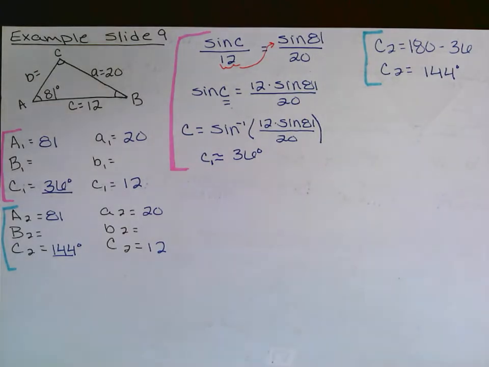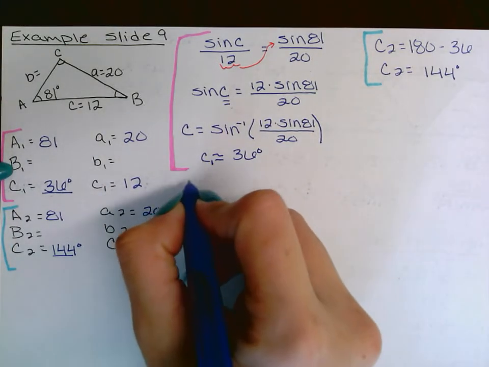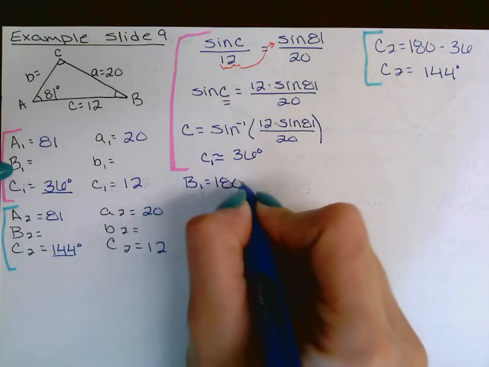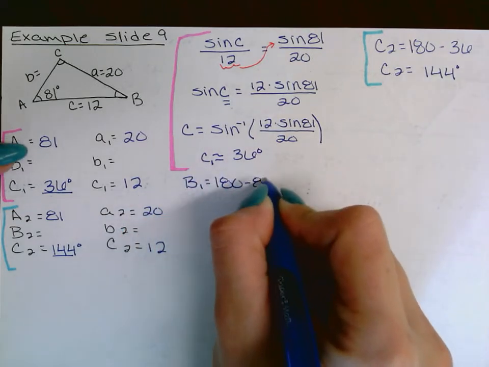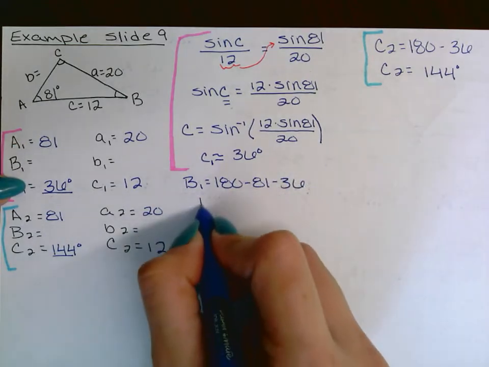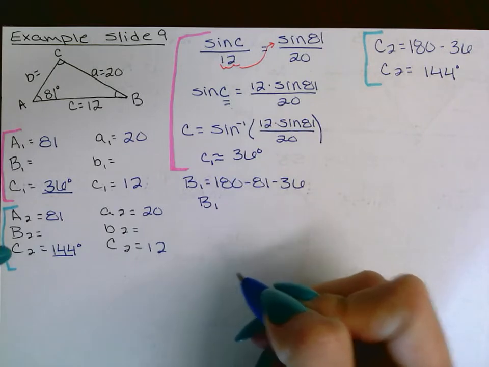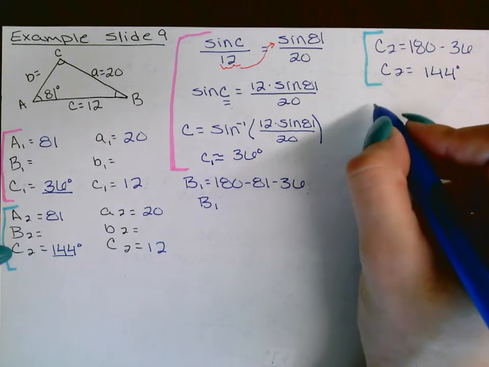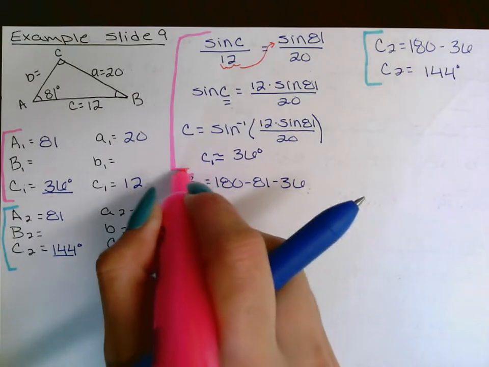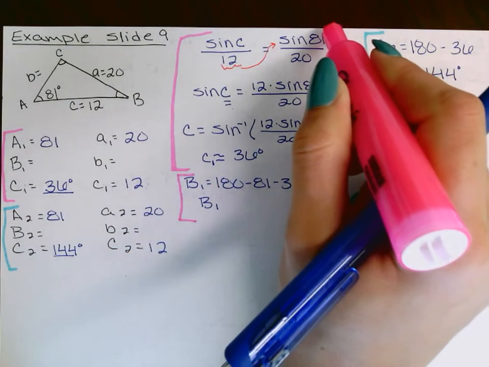Now, my next step is going to be to use the 180 rule for both the pink and the blue, okay? So for pink, to find B1, I could say 180 minus 81 minus 36, okay? And now let me mark that in pink. I'll solve for that in just a moment with my calculator, okay?